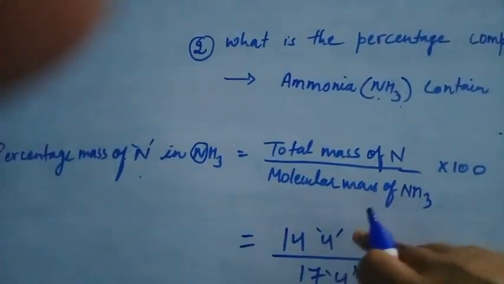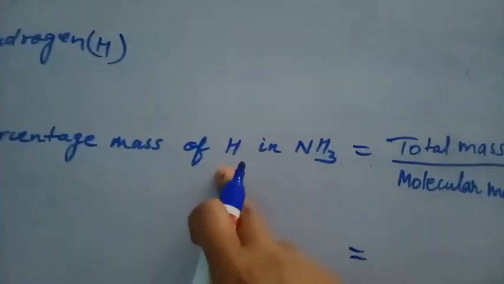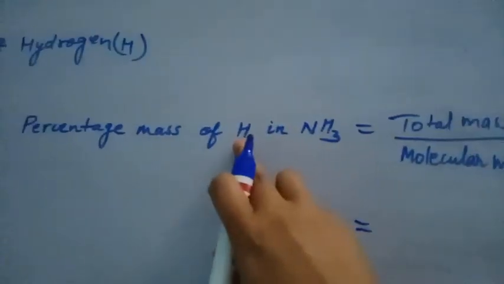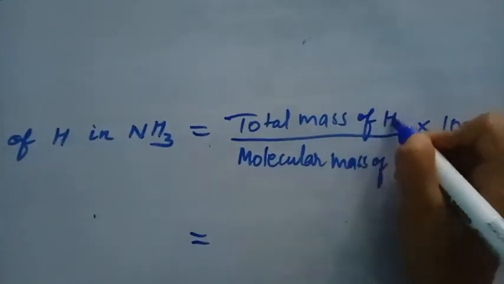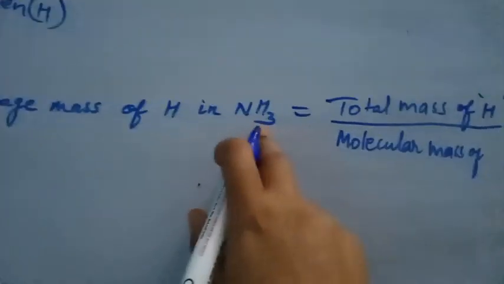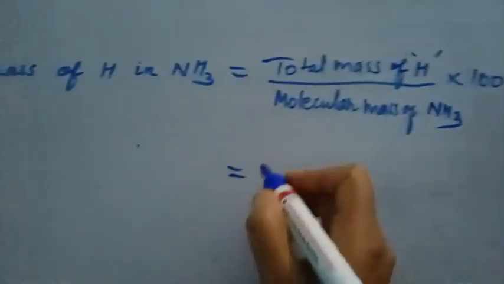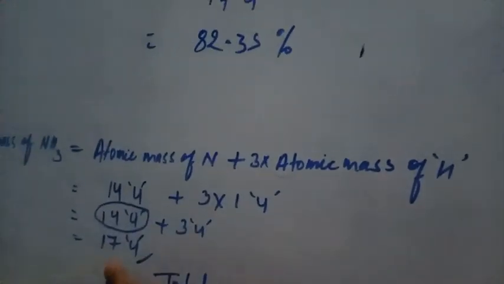Now similarly we have to calculate the percentage mass of hydrogen in the compound ammonia. Okay, the next element is hydrogen. So percentage mass of hydrogen in ammonia is equal to, we'll write like that, total mass of hydrogen divided by molecular mass of the compound. What is the compound? It is NH3, into 100. Now molecular mass of ammonia we already know, it is how much? We have already calculated 17 u.